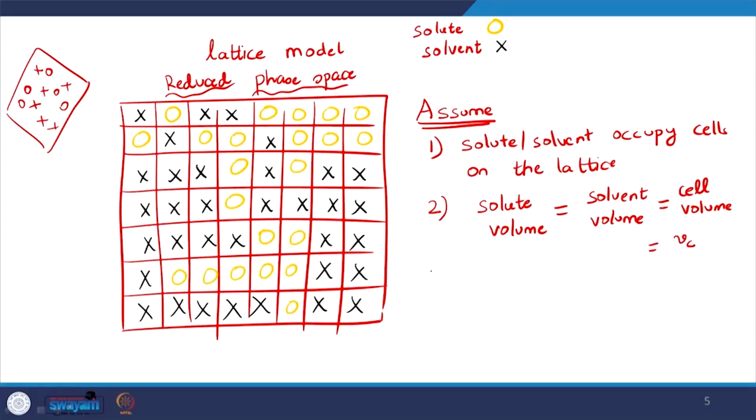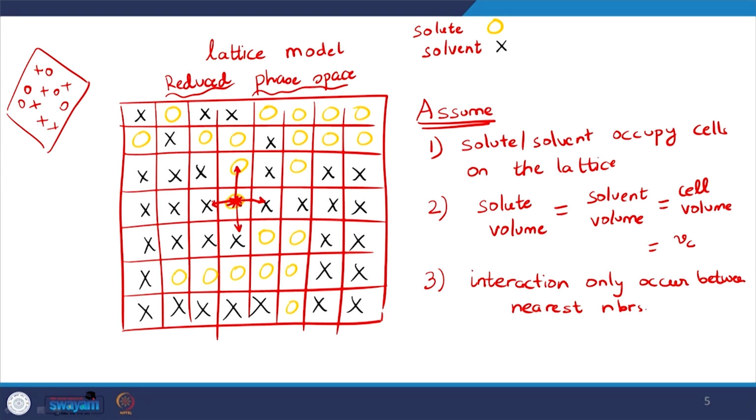The last assumption that we make, and that is a very important one, is that interactions only occur between nearest neighbors. What this means is, let us say I want to focus on one of the solute molecules, let us say this one. It can only interact with its 4 nearest neighbors, on the top, on the bottom, on the left, on the right.